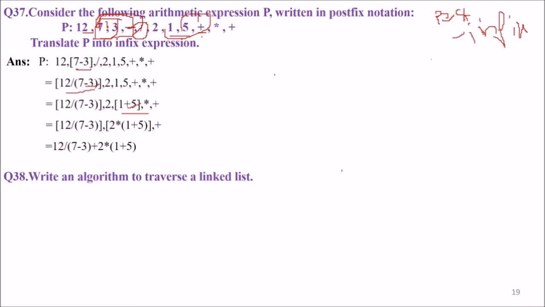And then we know that the second is multiplication. So multiplication will be done, 2 into 1 plus 5. And then finally addition is remaining. So this addition will be put inside. This is how we can convert from the postfix to infix expression.